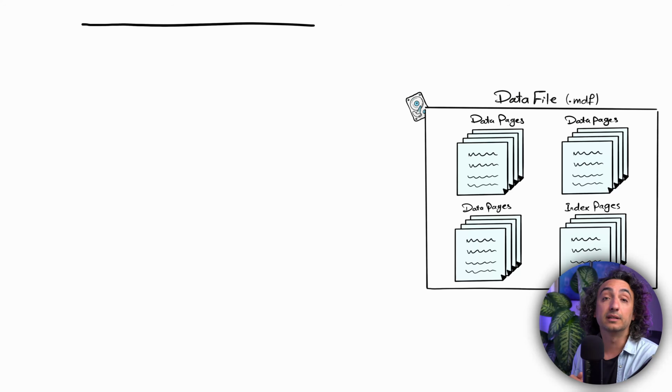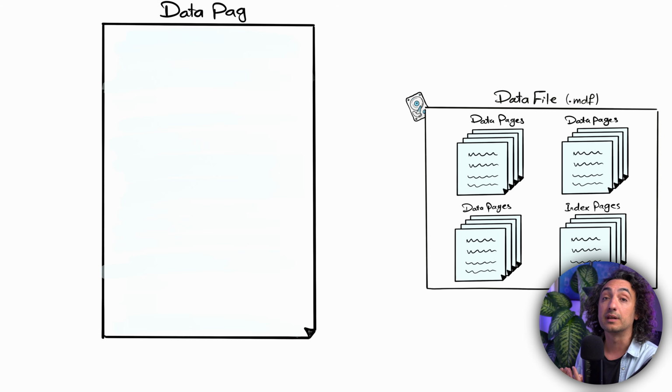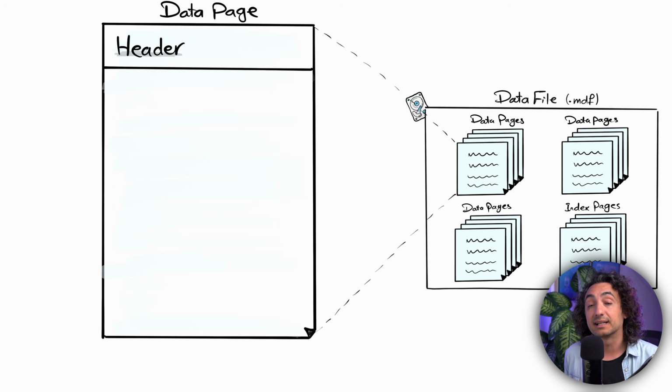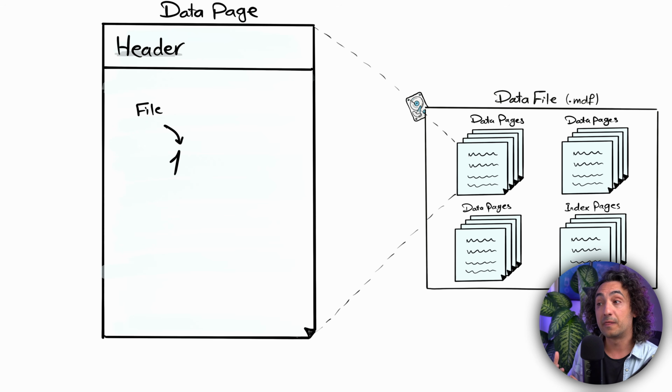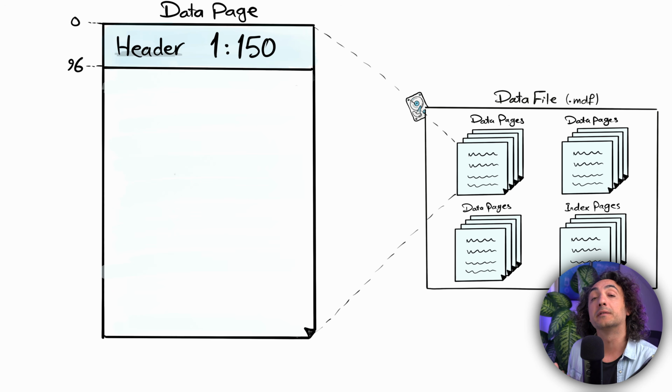It is divided into multiple sections. The first section is the page header, where the database is going to store key information about the metadata, like the page ID, and it has the following format. It starts with the file ID, like 1, and then we have a unique number for each page. So for example, 150. The page header is a fixed size of 96 bytes.